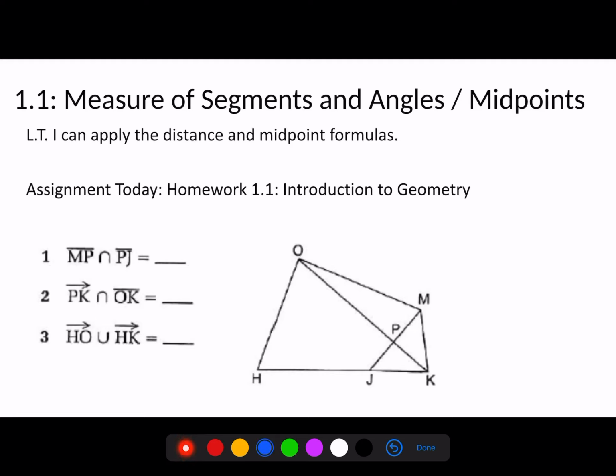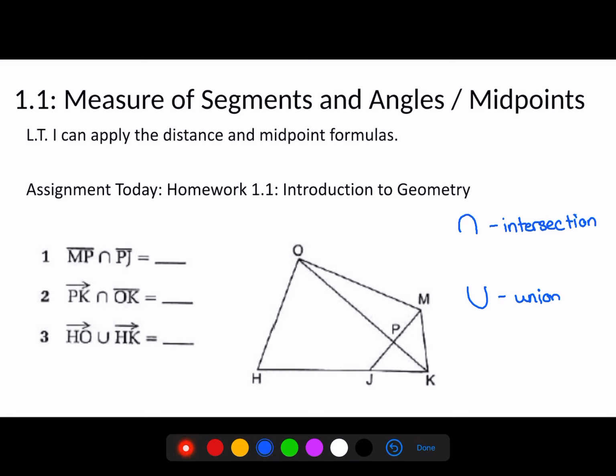So, first off, we have these two symbols. This first one that we're going to see is intersection. If it doesn't look like a U, it's intersection. And then if it does look like a U, that's for union. Now, an intersection is where they cross. A union is where, or what is created. So where they cross or overlap or meet, and what is created from those two segments, or points, or rays, or whatever it may be.